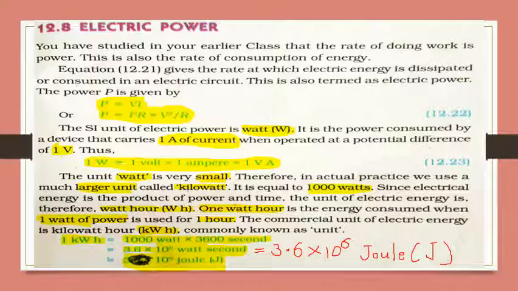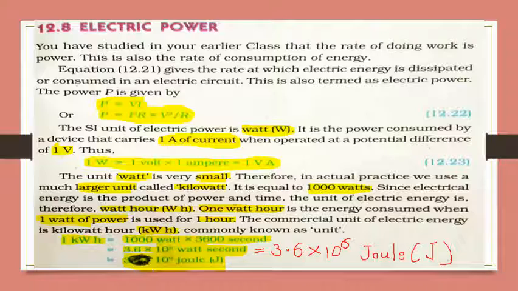The power P is given by P is equal to VI. What is the value of P in terms of R? V is IR. So if you substitute the value of V in terms of IR, we will get the equation P is equal to V square upon R. The SI unit of electric power is watt, that is W. It is the power consumed by a device that carries 1 ampere of current when operated at a potential difference of 1 volt. Thus 1 watt equals 1 volt into 1 ampere, that is 1 VA.